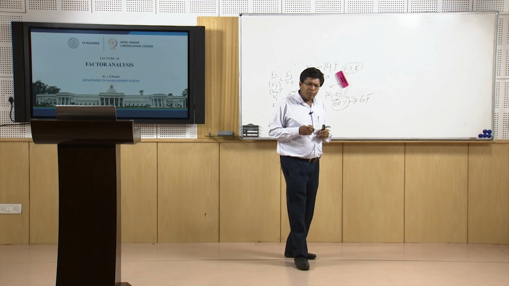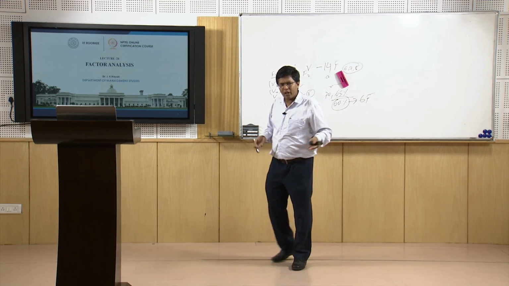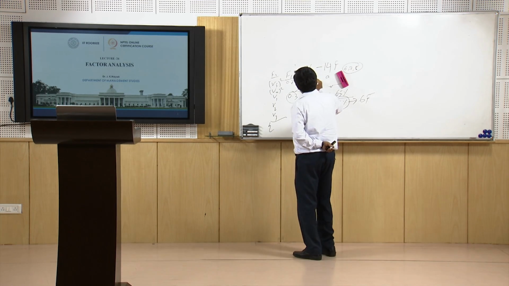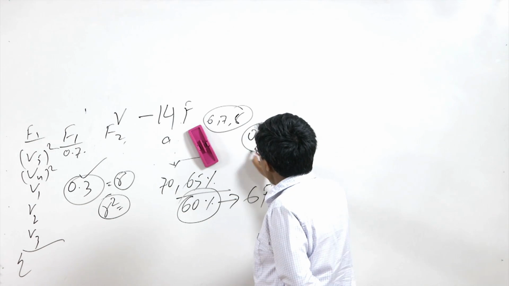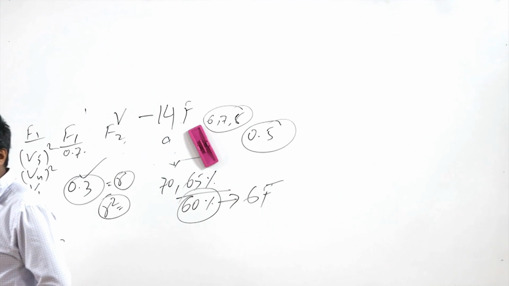But suppose in your study you find there are some variables which give a very poor communality of less than 0.5. If it is less than 0.5, then it becomes an item for deletion.